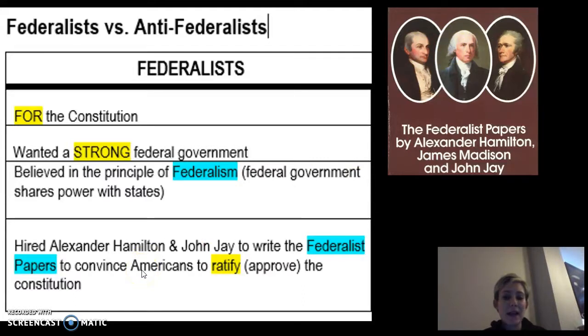These two guys write these things called the Federalist Papers. These were a series of essays that were trying to convince people to support the Constitution so we could vote on it and pass it and set up this new government. Again, they were convincing Americans to ratify, which means to approve. Fill in this word ratify and highlight the term Federalist Papers.